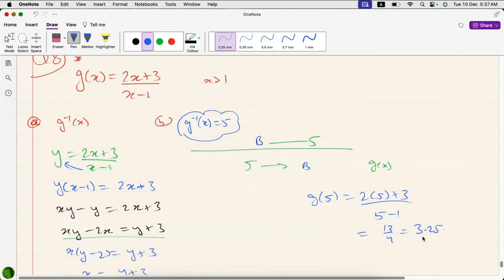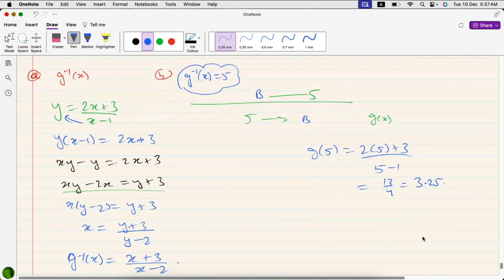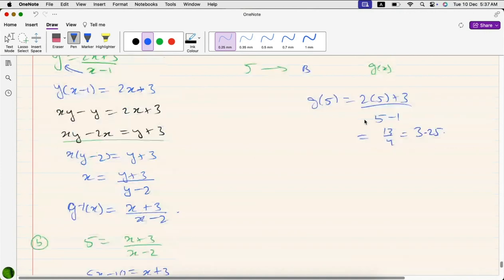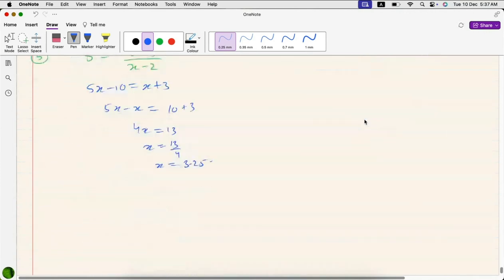Now let's see if we get the same answer. Cross multiplying: 5x minus 10 is equal to x minus 3. 5x minus x is equal to 10 plus 3. 4x is equal to 13. x equals 13 by 4. x is equal to 3.25. We're getting the same answers.